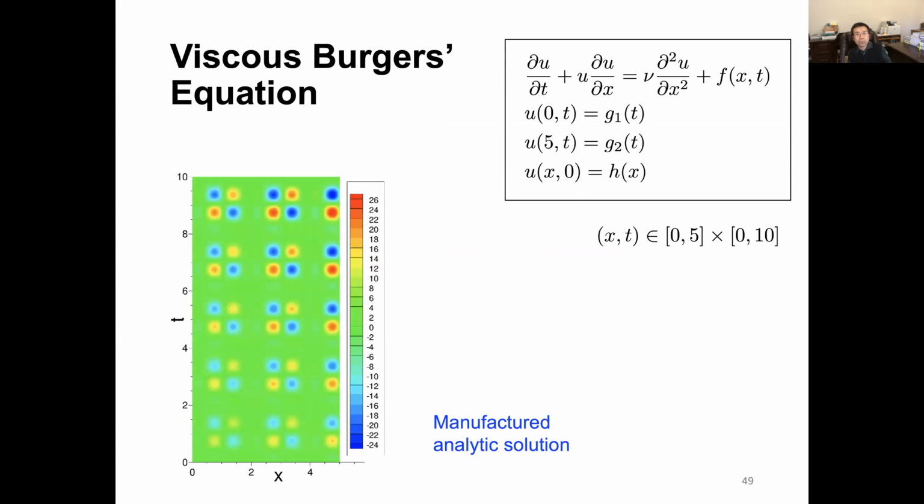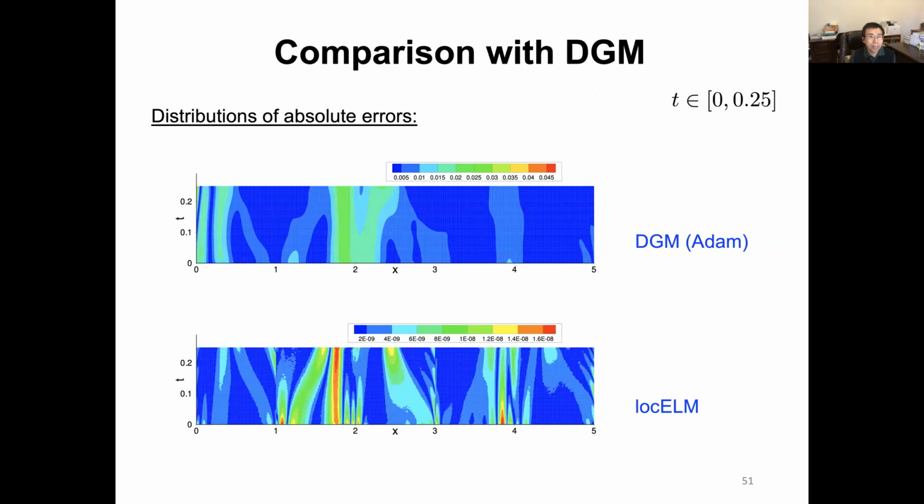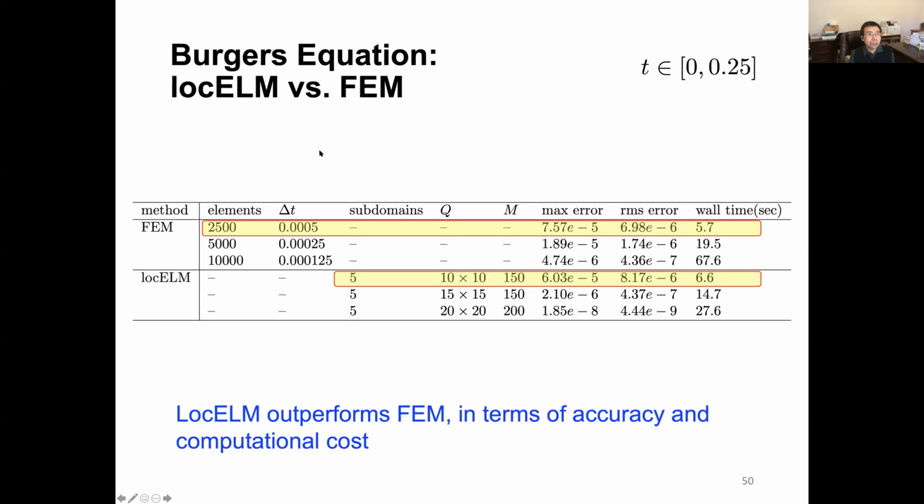That's the Burgers' equation, the viscous Burgers' equation. That's the analytic solution used to test the problem. And that's a comparison between the local ELM and the FEM. So here, as the number of elements increases, the delta T decreases. Again, you can see the second order convergence for the FEM. And for the local ELM, if you look at the highlighted case, their error level and computation time are similar. But when you increase the problem size, the local ELM outperforms the FEM.